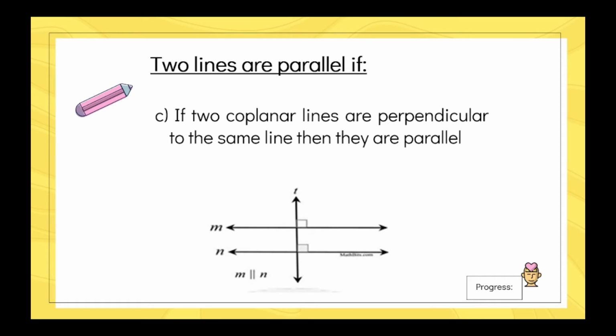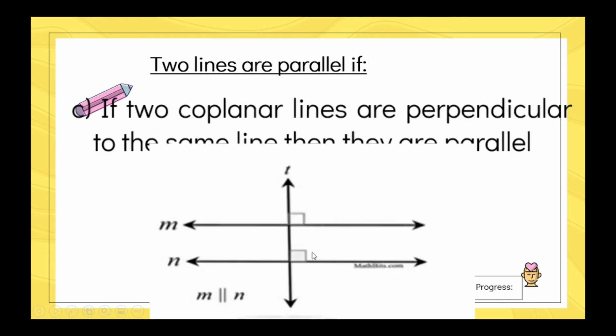Okay, another characteristic of two lines being parallel: if two coplanar lines are perpendicular to the same line, then they are parallel, no? Meaning to say, kapag yung isang line ay perpendicular sa kanyang transversal at yung isa ring line ay perpendicular sa kanyang transversal, so ano lang ibig sabihin nun? Yung dalawang lines ay parallel kasi parehas silang perpendicular. Remember, pag perpendicular, ang measure ng angle ay 90 degrees. Kaya meron tayo ritong symbol na small box. It means perpendicular. Okay?